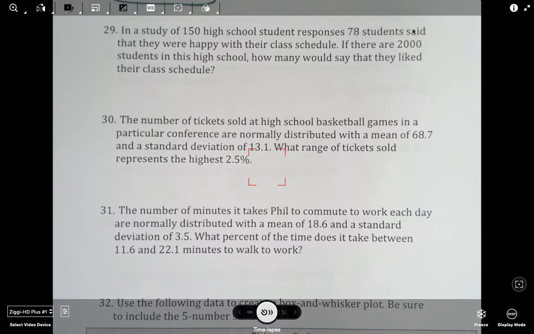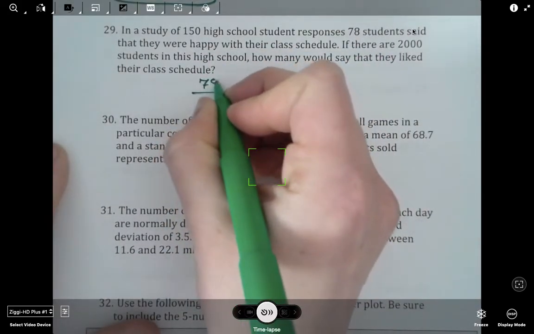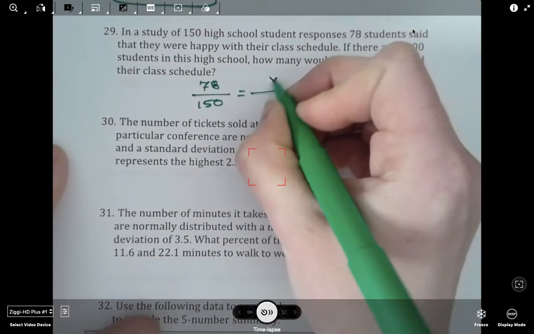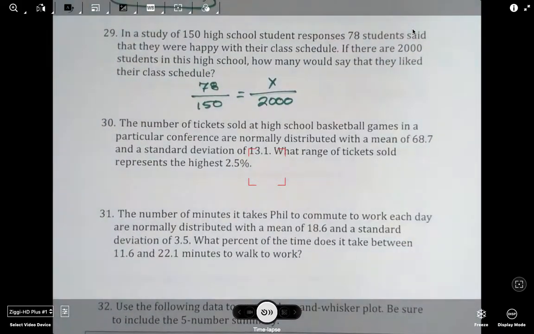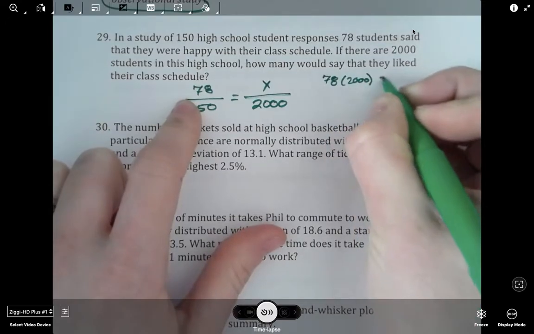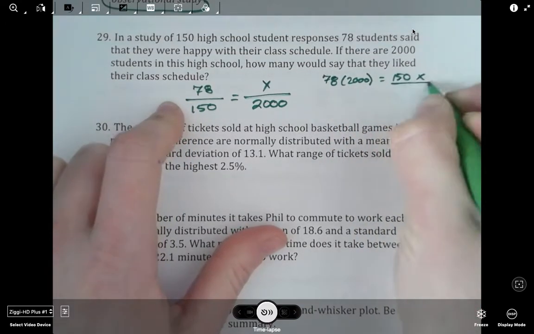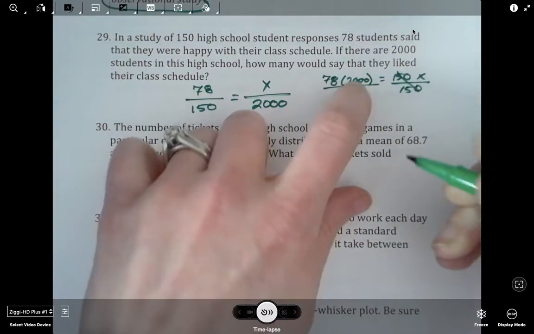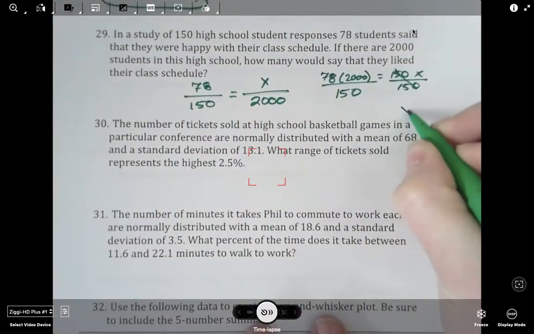How do I figure it out? 78 divided by 150. Okay, so 78 over 150 is my first fraction. And that corresponds to how many over 2,000? So I can do it as a proportion, right? And then what? Cross multiply. 78 times 2,000 equals 150x, divide by 150. So all of that, 78 times 2,000 over 150 is how many?